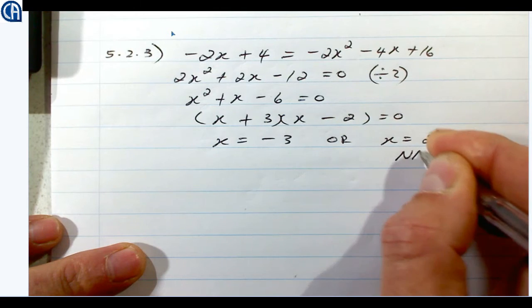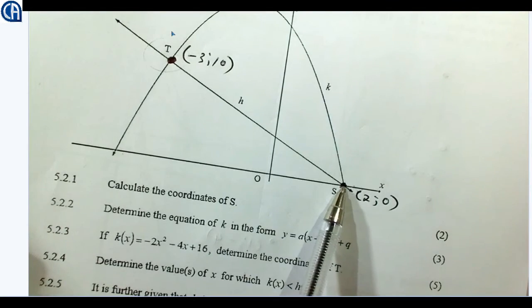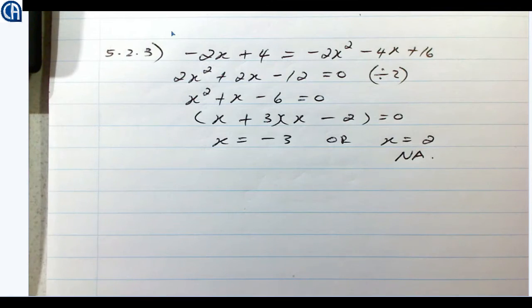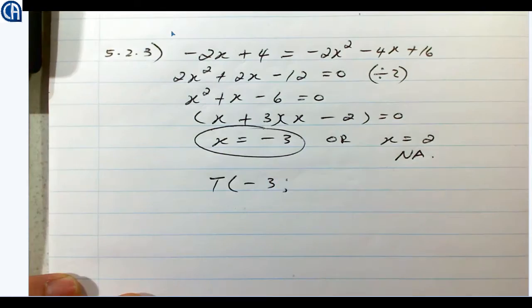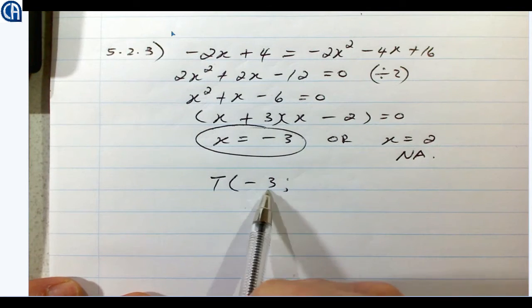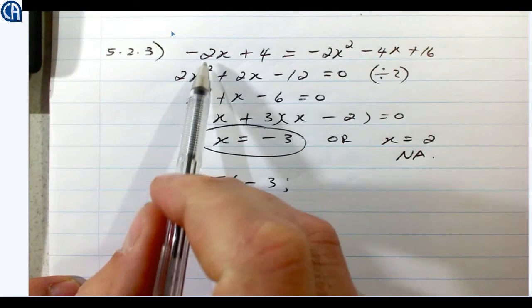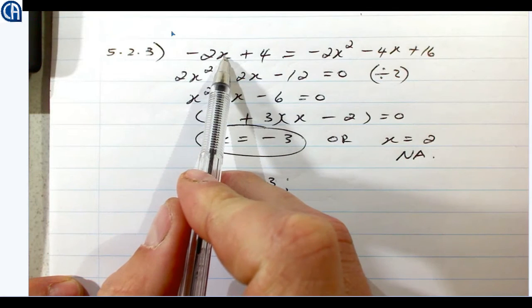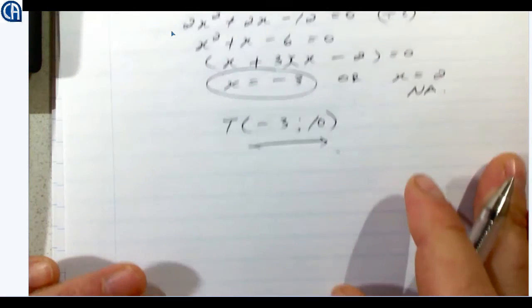So this answer is not applicable because that will give me the coordinates of S. I'm not interested in that. I'm interested in the coordinates of T. So T would be minus 3. And then substitute minus 3 into the straight line or into the parabola. I prefer the straight line. Minus 2 times minus 3, which is 6, plus 4, which gives me 10.